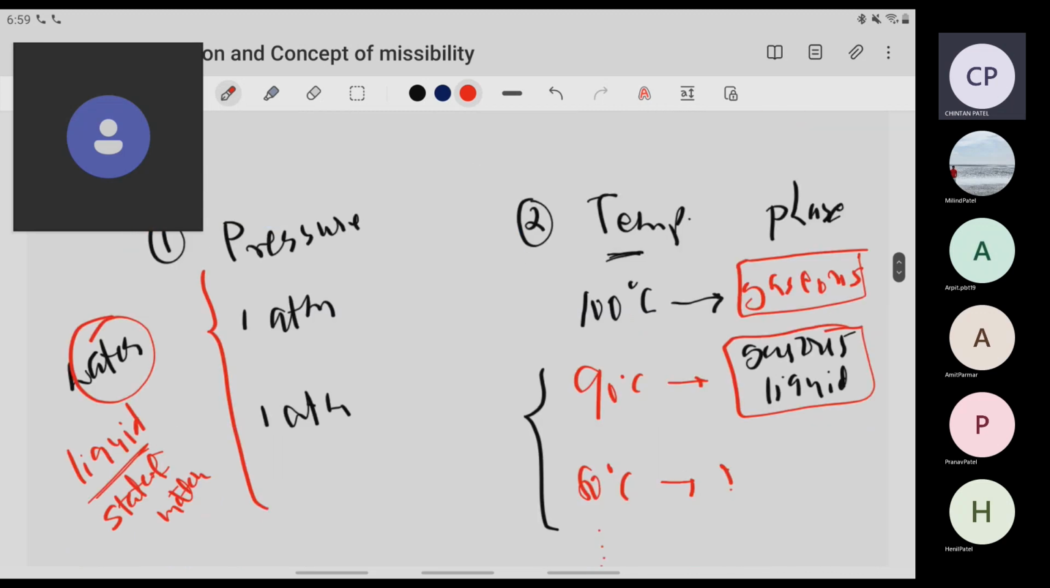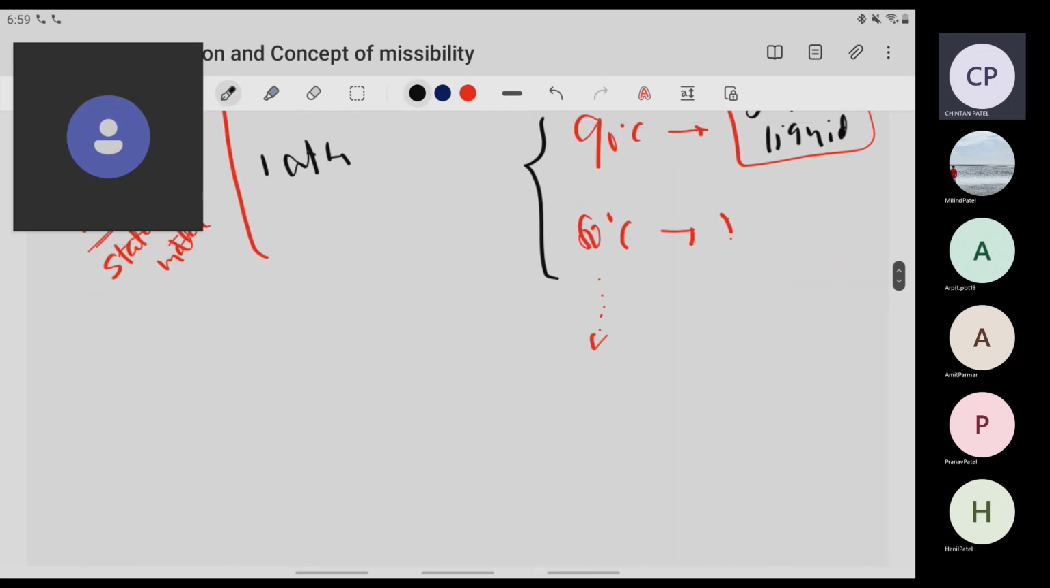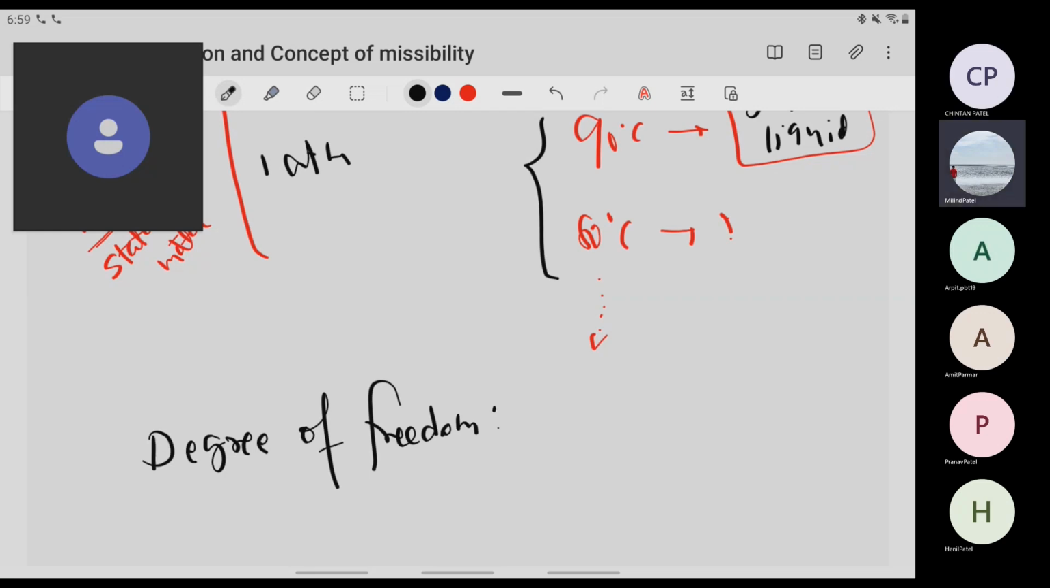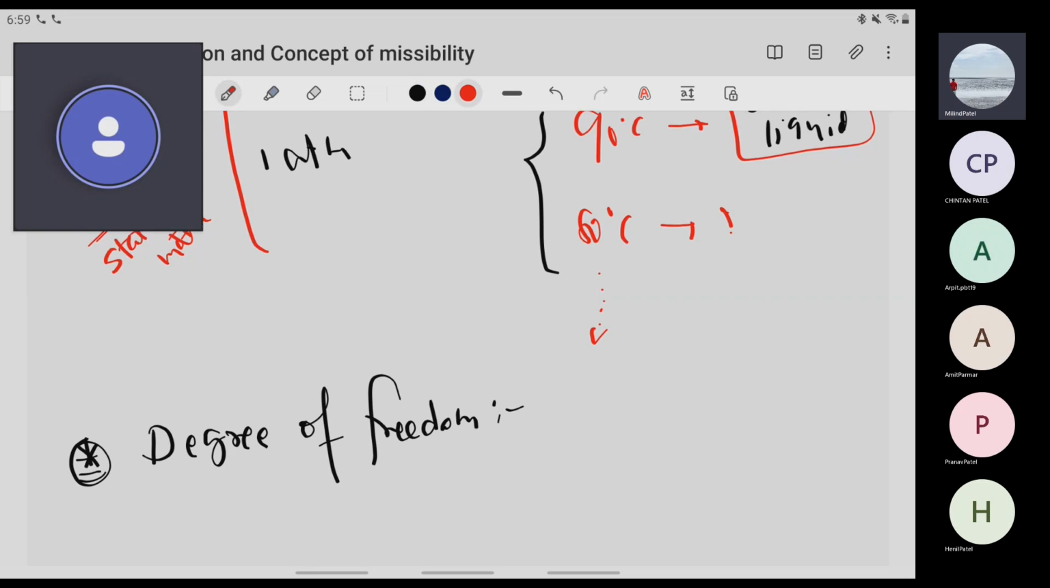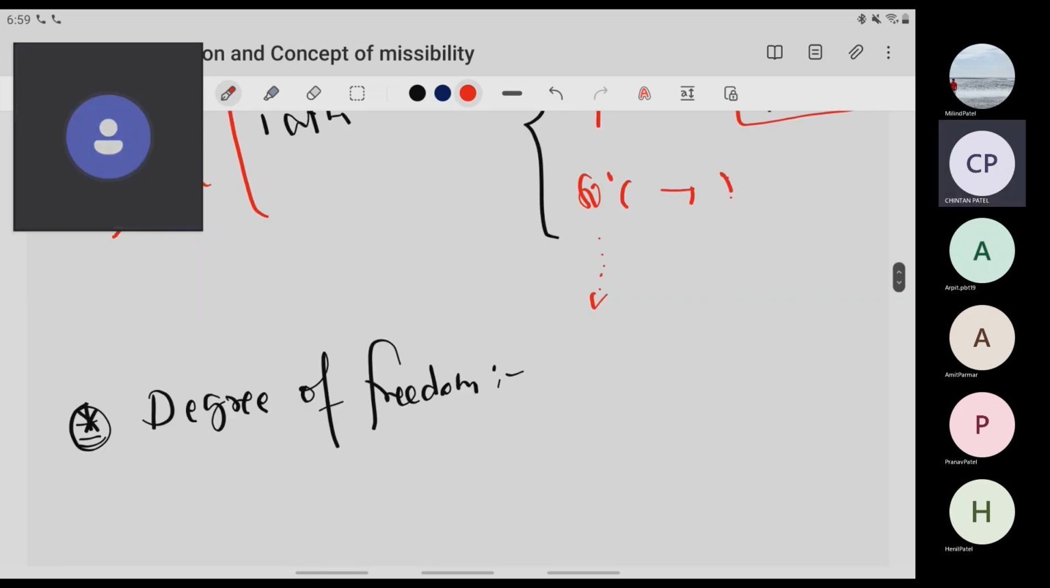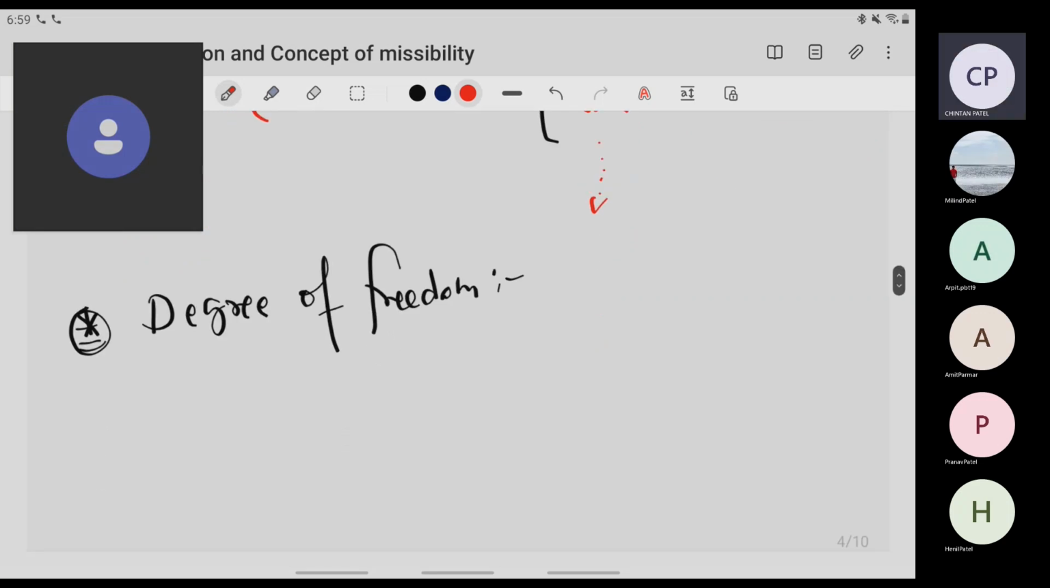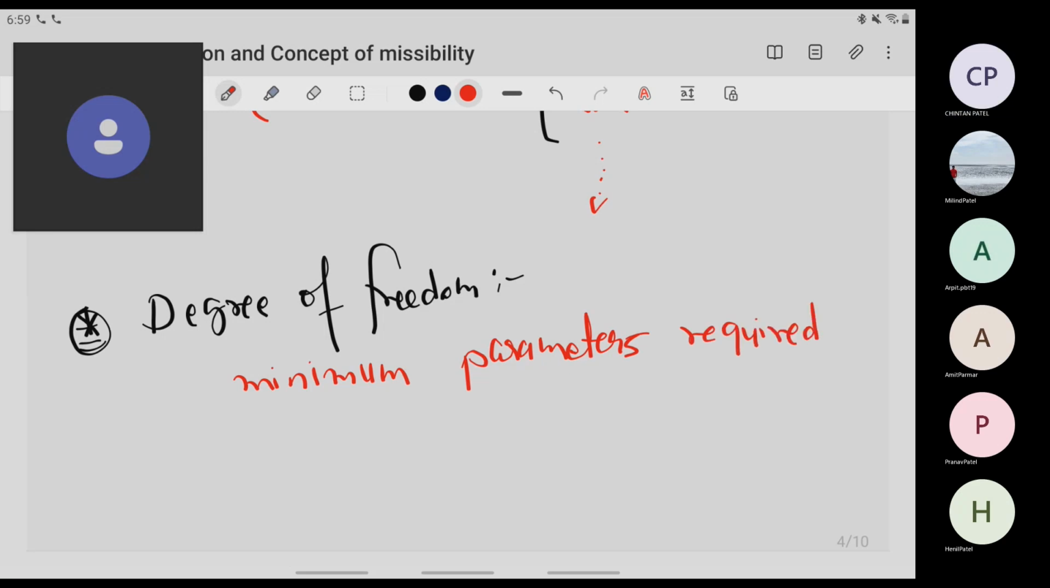So what I want to say here is, what is degree of freedom? Any idea? Yes, sir. Tell me. Sir, means how many parameters we need to identify for that particular system to define it. Yes, very good. So degree of freedom is nothing but the minimum parameters required. It's a thermodynamic term.